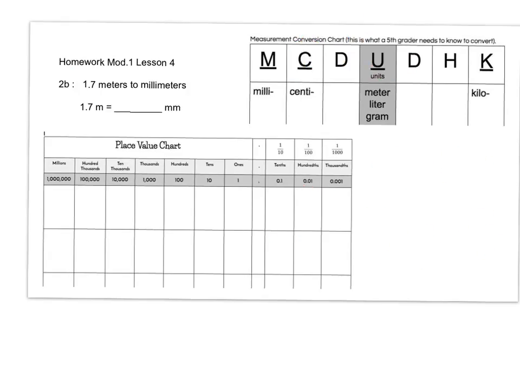Now look at problem 2b in your homework. And again, we're doing 1.7 meters to millimeters. So we're going from meters to millimeters. So we're moving up on this conversion chart 3 hops or 3 columns. So first we need to write the number in our place value chart, 1.7 meters.